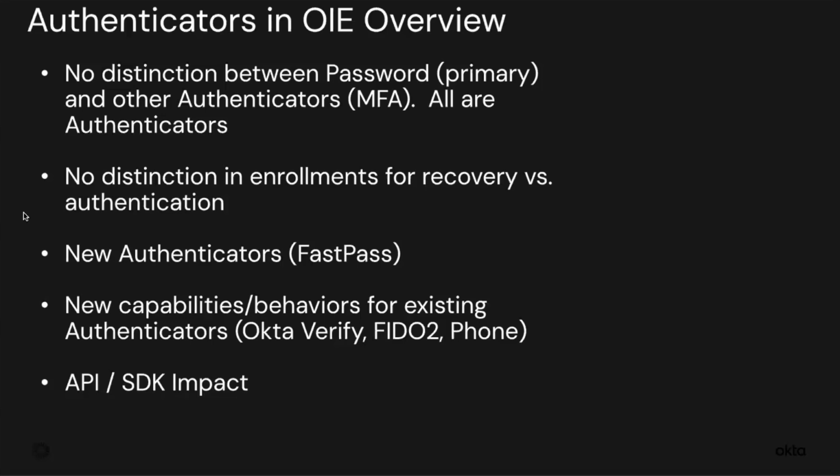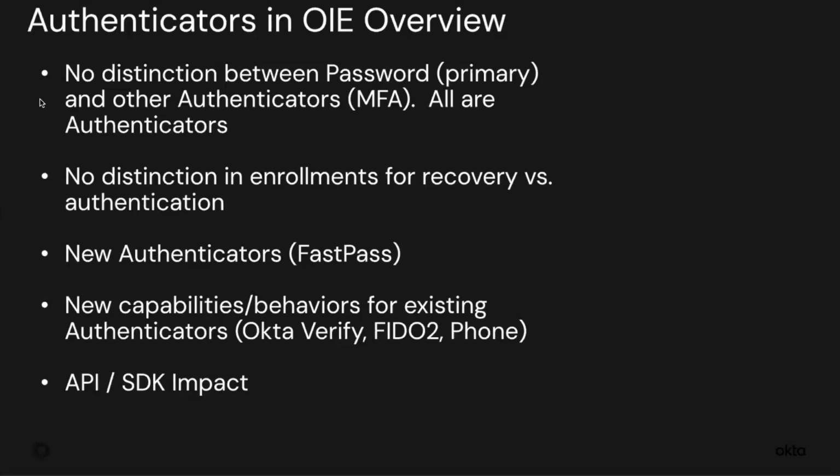Similarly, there's also no distinction between enrollments for recovery purposes versus authentication purposes. So in Classic, if you recall, there's a separation between, for example, a phone number that you may have registered for recovery flow versus a phone number you might have enrolled for MFA. Those are two completely separate things. You can have them be two completely different phone numbers if you wanted to. They could be the same, but they're separate enrollments. Again, that distinction goes away in OIE. Everything is just an authenticator. And again, we'll see what that means in a practical sense in just a bit.